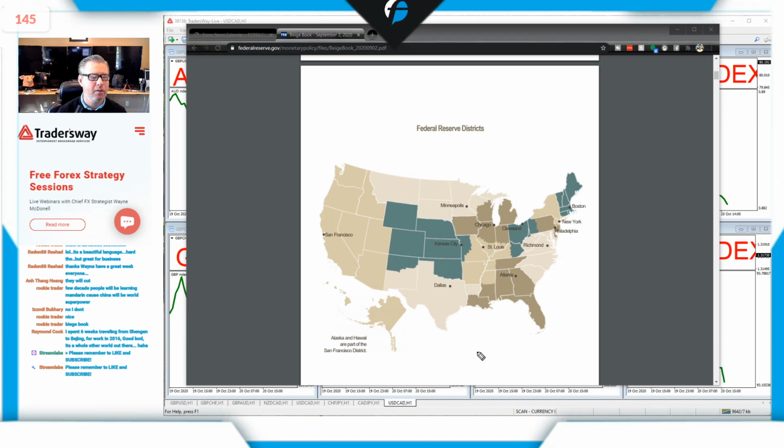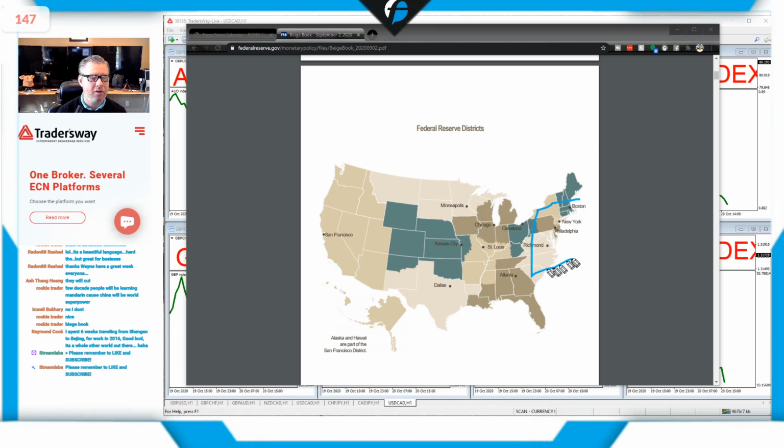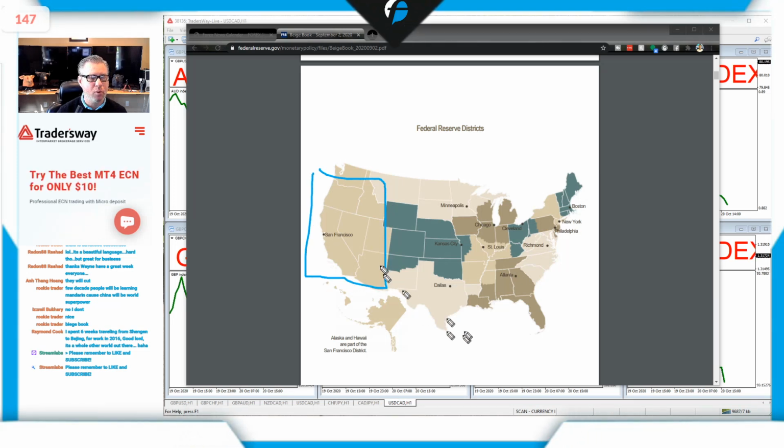Okay? And look at this. Lots of farmers in this area. Lots of farmers being represented in this area here. So they did that on purpose to balance all of this. So, anyways, they gather this information and then they supply it to the Board of Governors in Washington, D.C.